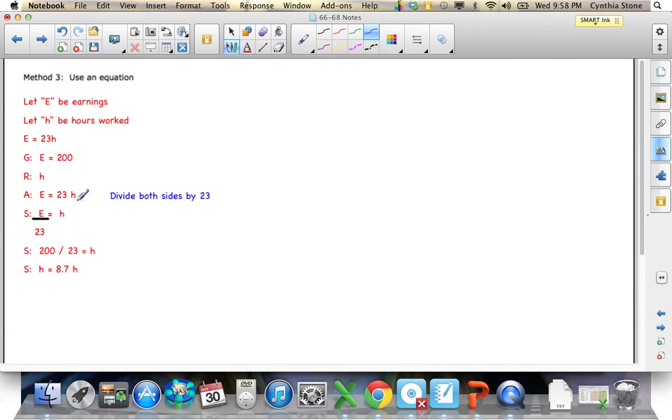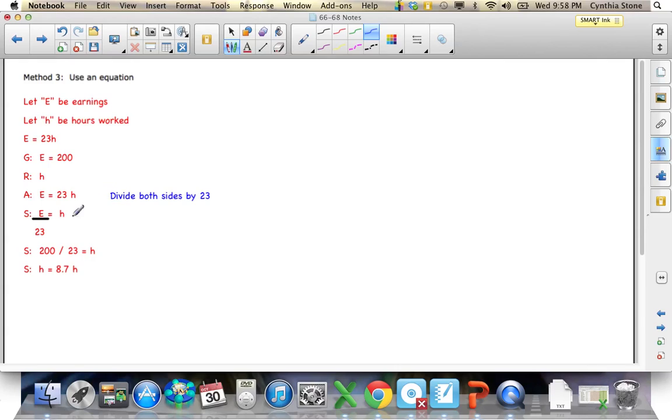I'm going to analyze my formula right there by getting H by itself. So I divide both sides by 23 to do that. There's no add or subtract in this particular one, right? Because there's nothing to add or subtract, so I can skip that step. I just want to get H by itself by dividing by 23. So the amount of hours he has to work will be 200 divided by 23, or 8.7.